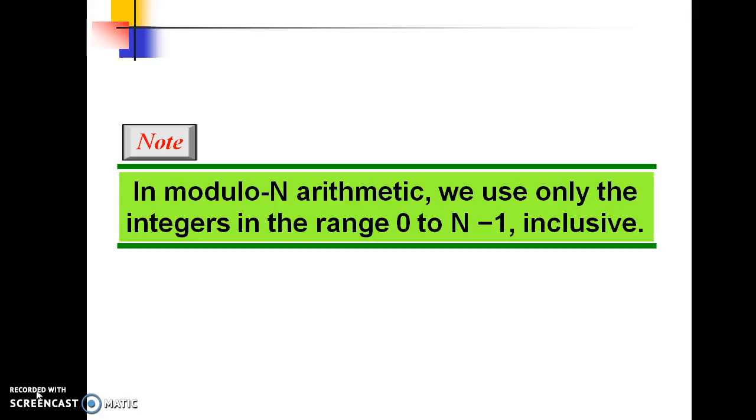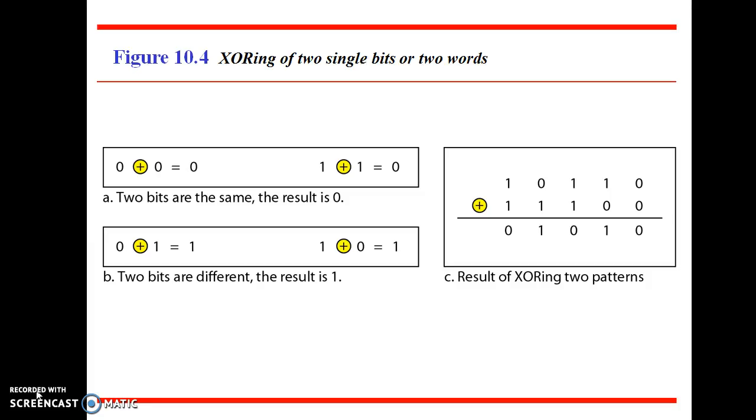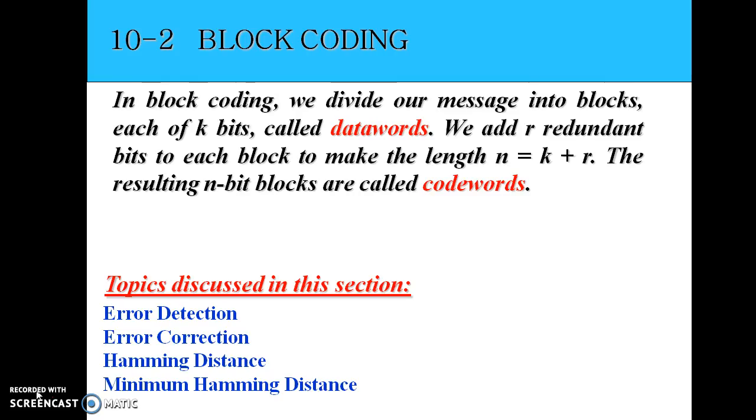Then in modulo arithmetic, we use only the integers in the range from 0 to n-1 inclusively. And you can see here we are XORing two single bits or two words. So if the bits are the same, the result will be 0, and if the bits are different, the result will be 1. The next topic is block coding.